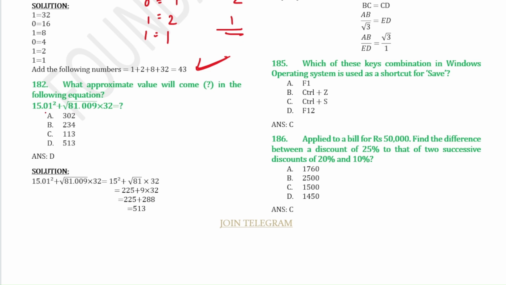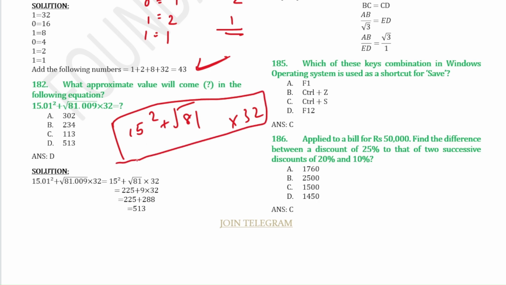So this 15.01 is similar to 15, right? And then this 81.009 is similar to 81 into 32. Now this is how you solve, because they are asking the approximate value. Now 15 square will give you 225. Root of 81 is 9 into 32. So you will get 513.